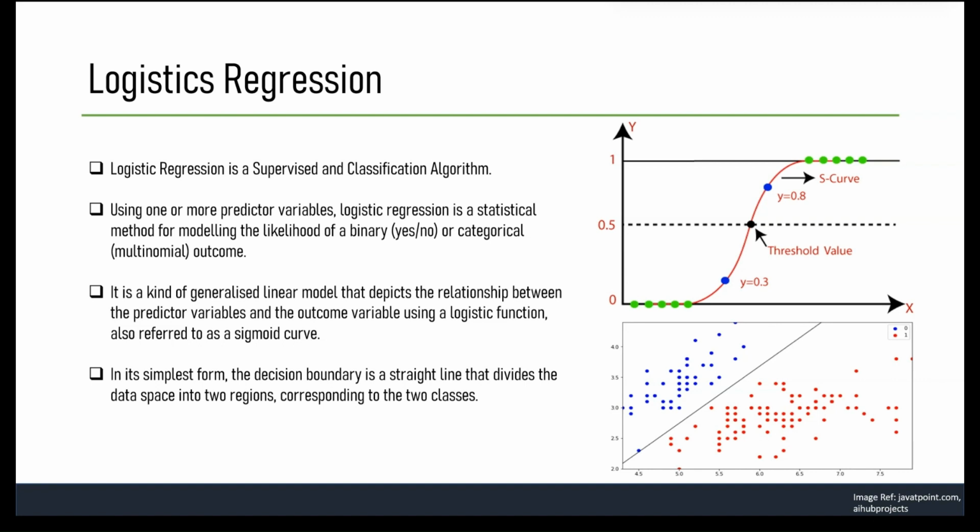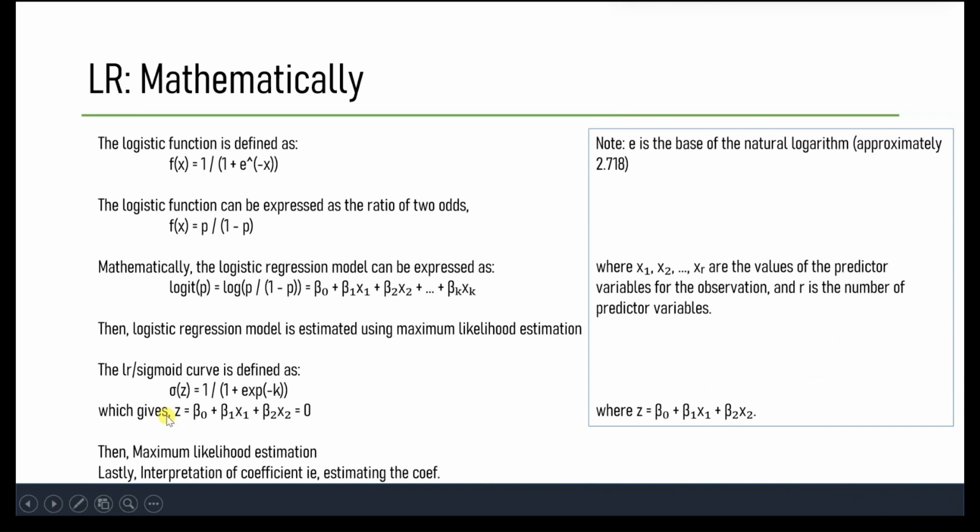Okay, which will be given as z equal to beta 0 plus beta 1 x1 plus beta 2 x2 equal to 0. The logistic regression model is estimated using maximum likelihood estimation, which seeks to find the values of the coefficients that maximize the likelihood of the observed data. The sigmoid curve, also known as the logistic function, is a mathematical function that maps any real value input to a probability between 0 and 1.